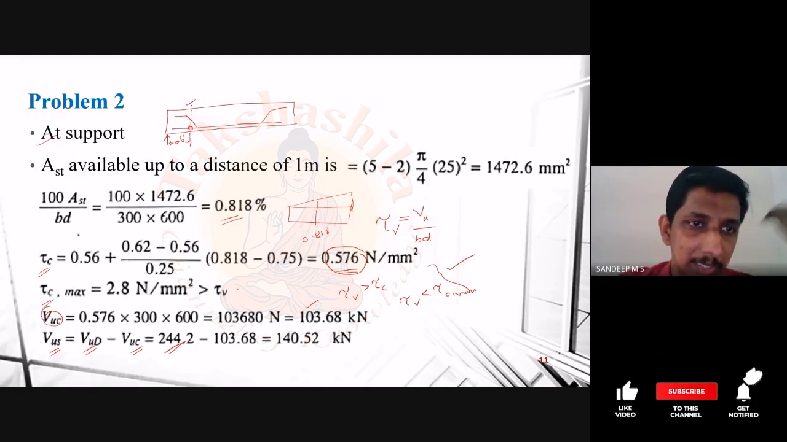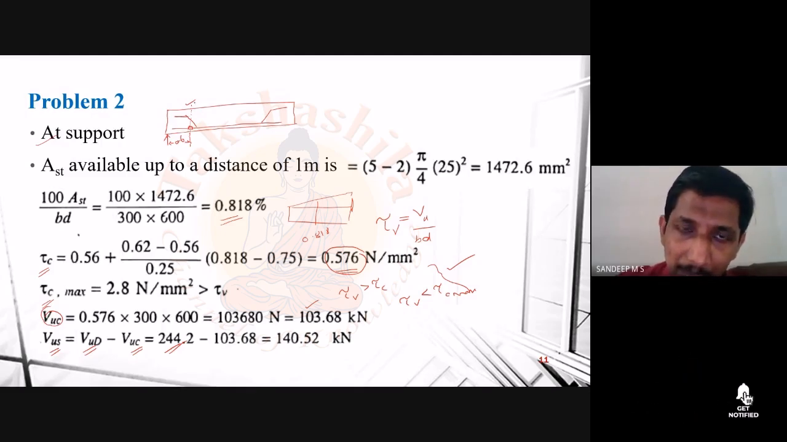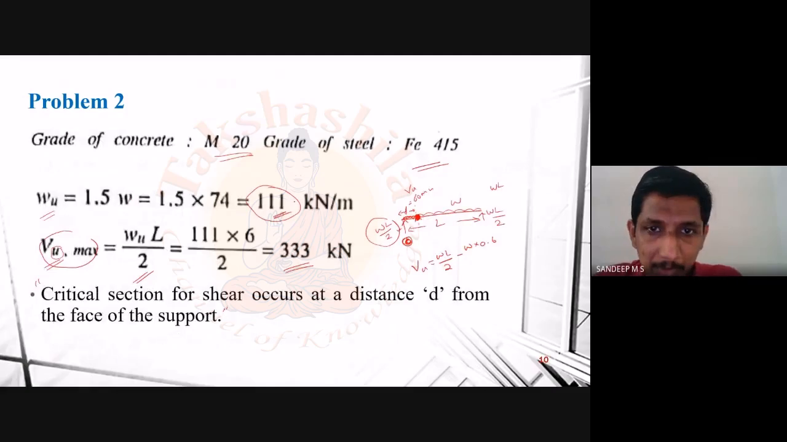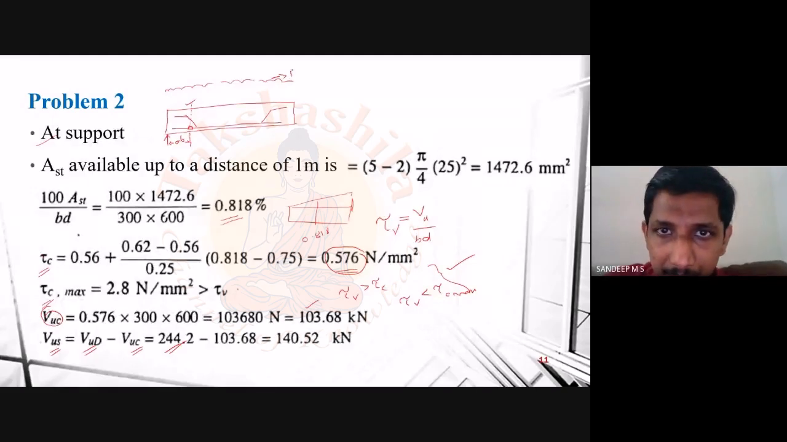To start with, without the effect of shear reinforcement, I will calculate the amount of shear force that can be carried by my concrete section. But before that, first of all, I have to calculate the shear force that is coming at this section. We know that in this beam I have a UDL spanning throughout the beam, inclusive of the self weight, and we have factored that and found that WU was 111 kilonewton per meter.